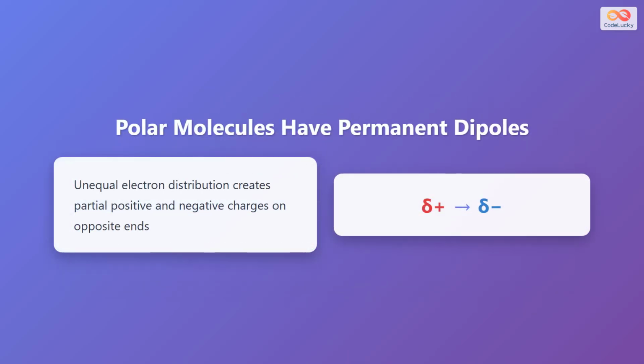Polar molecules possess permanent dipoles because of unequal electron distribution within the molecule. When atoms with different electronegativities form a bond, the more electronegative atom pulls electrons closer to itself. This creates a partial negative charge, represented by delta minus, on one end, and a partial positive charge, represented by delta plus, on the other end. These partial charges are permanent and remain as long as the molecule exists.